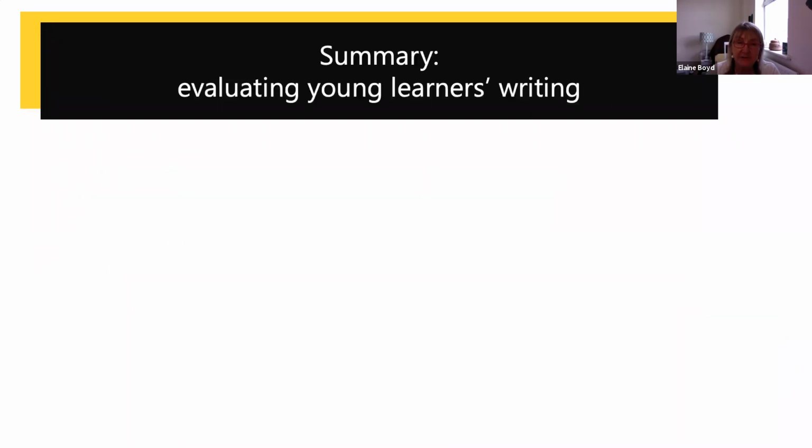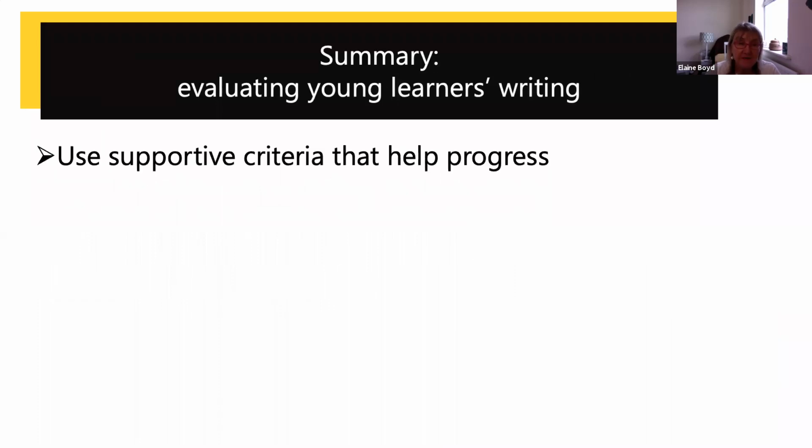So let's just have a summary of what I would say are the takeaway points here. First of all, use supportive criteria that help progress learning. Even in the core skills, don't worry too much about the accuracy of the grammar if it doesn't affect the meaning. Ditto the vocabulary. When it's writing, try and stay focused on that communicative approach and use supportive criteria that you can say, yes, you've done well, that help them progress in their confidence or whatever.